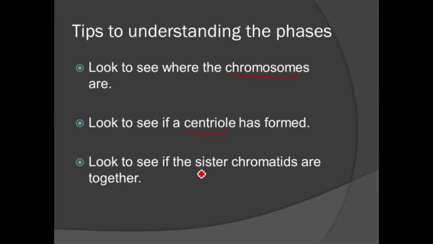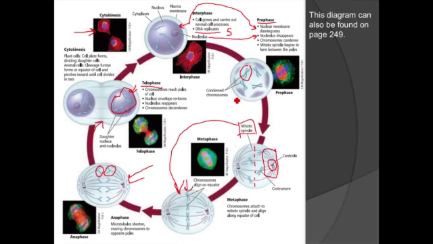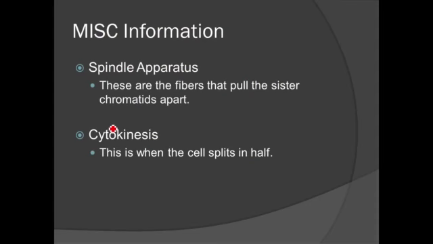Finally, look to see whether the sister chromatids are together or not. If you look here, here, and here, the sister chromatids are all together. However, in anaphase and telophase, the sister chromatids are being split apart. So that's kind of a way to remember what's going on. So remember what's going on at each step.